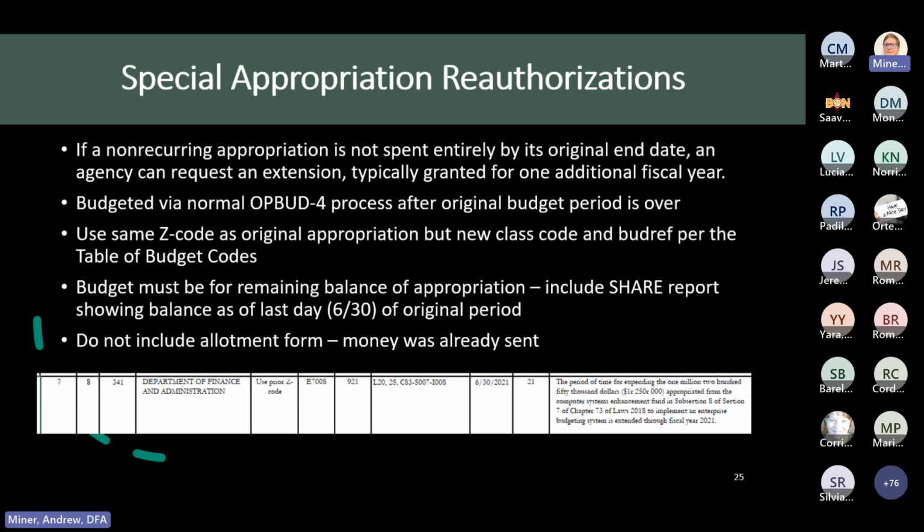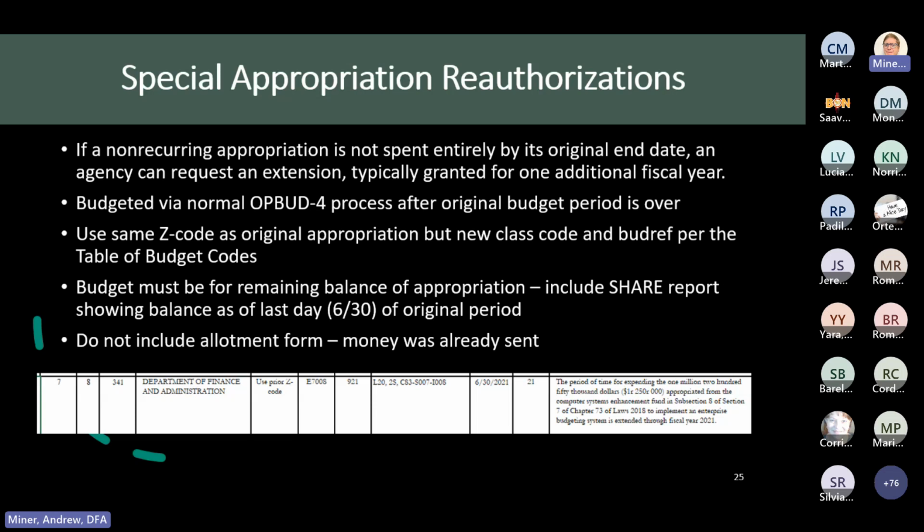So you budget these via the normal UPBUD 4 process, but after the original budget period is over. You can't do an extension for an appropriation that's still valid. Use the same Z code. And budget has to be for the remaining balance of the appropriation. So you should include a SHARE report that shows the balance of the original period. How much did you have left on June 30th of that original fiscal year? That's how much you can bring forward into the new fiscal year and re-budget to spend.